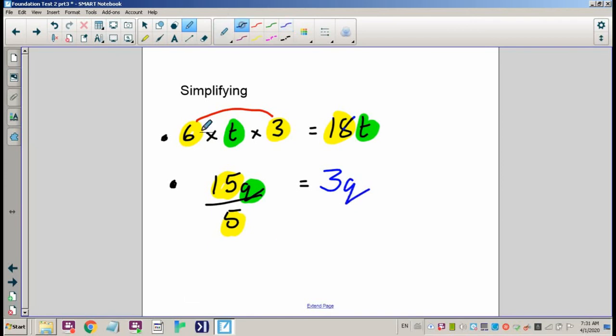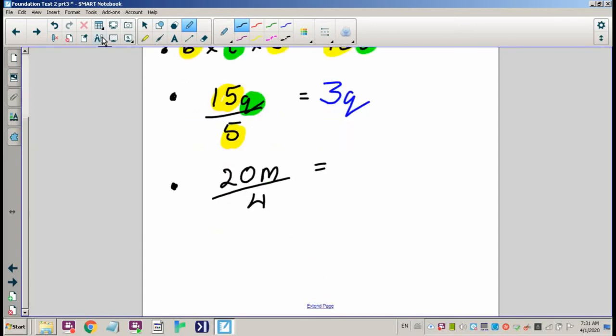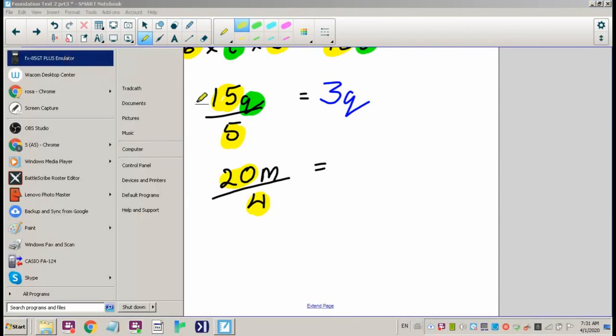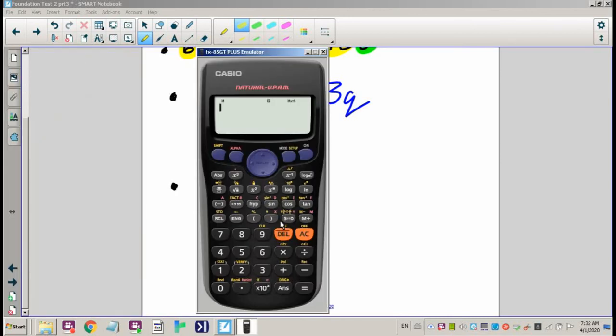Let's try that again. Here you go. Say you had 20m all over 4, and you want to simplify that. Well, you deal with the numbers first. What is 20 over 4? Now, there's a very strong link between division and fractions. They're near enough the same. So there's two ways of doing this.